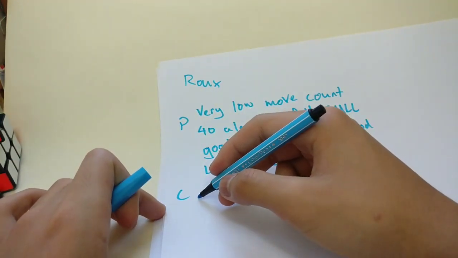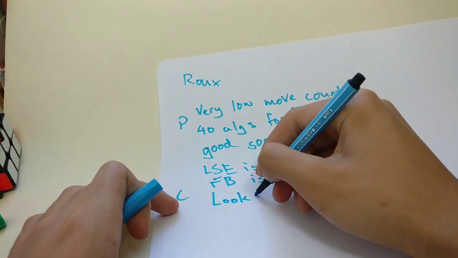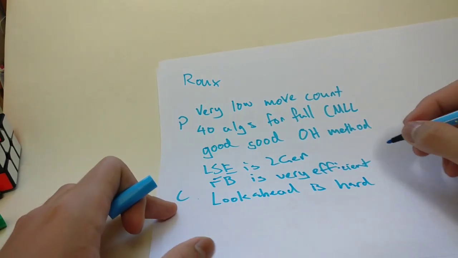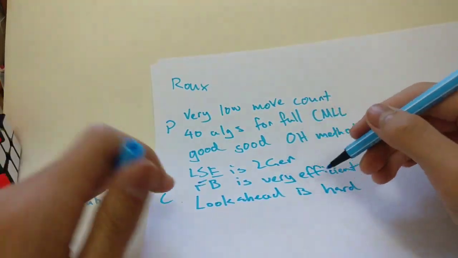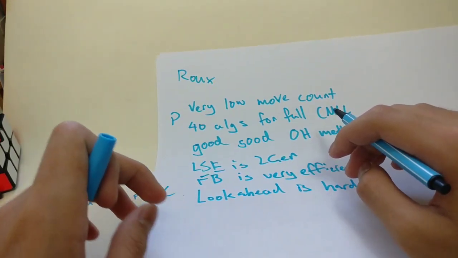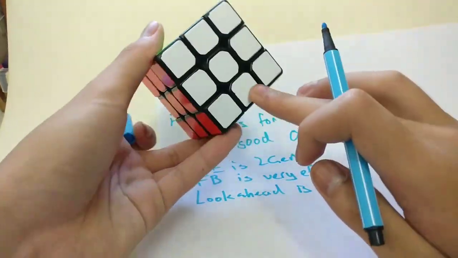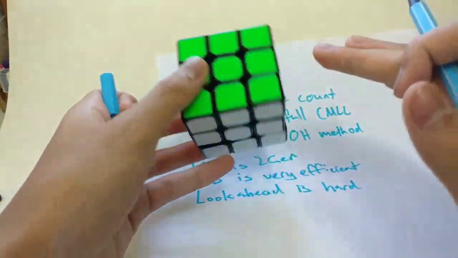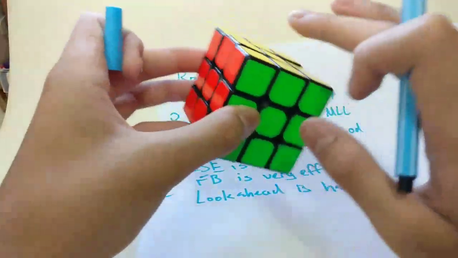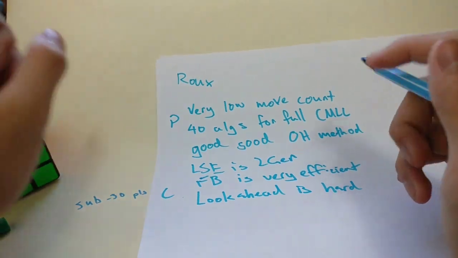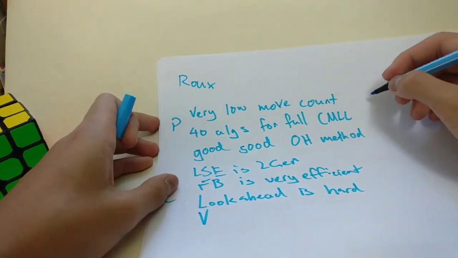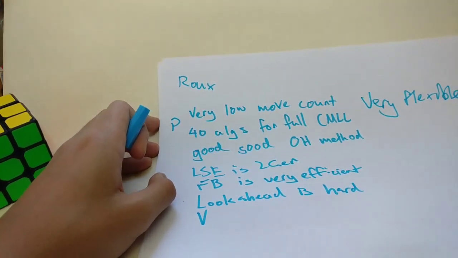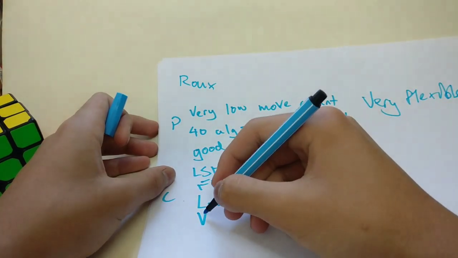But the cons about Roux is that look ahead is hard. You will get better at look ahead over time, but it's generally harder than CFOP and ZZ because you're gonna have to deal with looking at more edges. You have to deal with 2 more edges while looking at your pieces. The centers don't matter in first 2 blocks, and it's also very flexible, which I'm gonna put in the pros. But it's hard to do on big cubes.